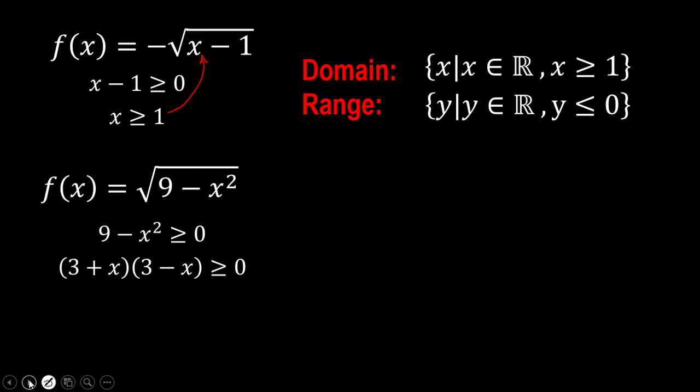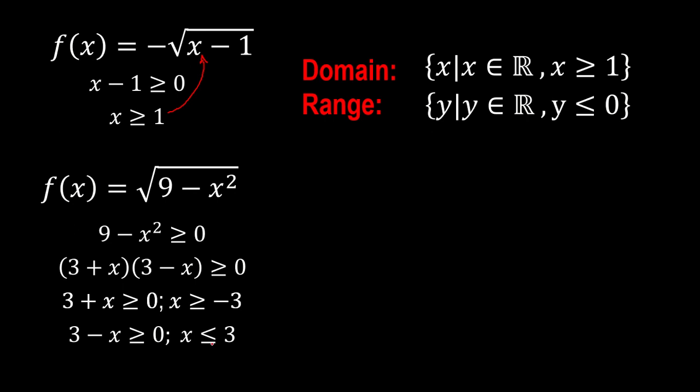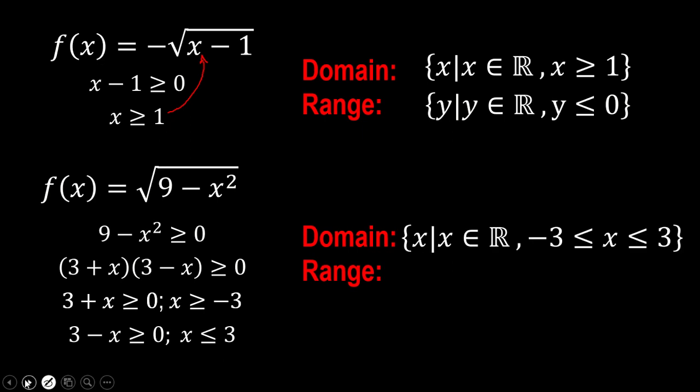If we separate this, we have 3 plus x is greater than or equal to 0. Solving that, x is greater than or equal to negative 3. And then the other factor, 3 minus x, is greater than or equal to 0. We can observe that x is less than or equal to 3. So x is greater than or equal to negative 3, but also x is less than or equal to 3. With that, the domain is x between negative 3 and 3.